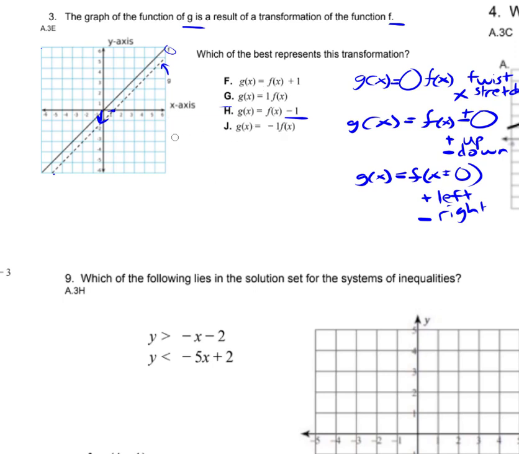So if it had been, like I said, a move to the right, then it would have been g of x is equal to f of x minus 1, which would have made it shift to the right one, okay? So then it would have been in the parentheses with the x. But it wasn't that.